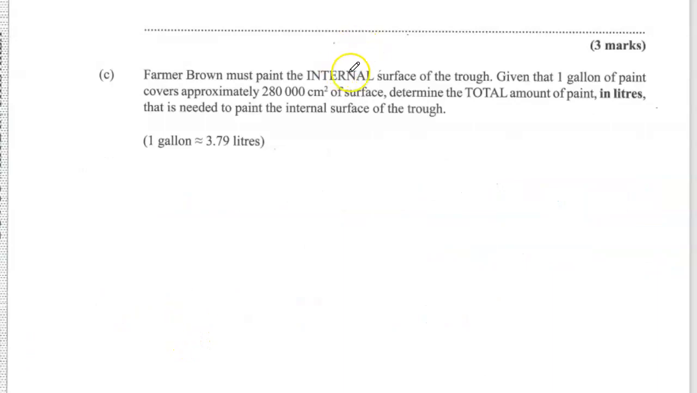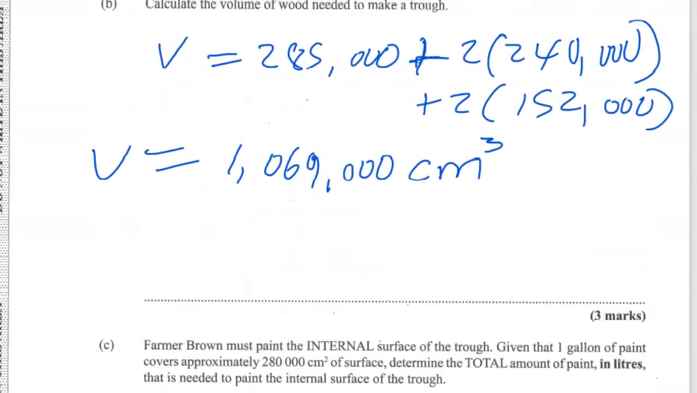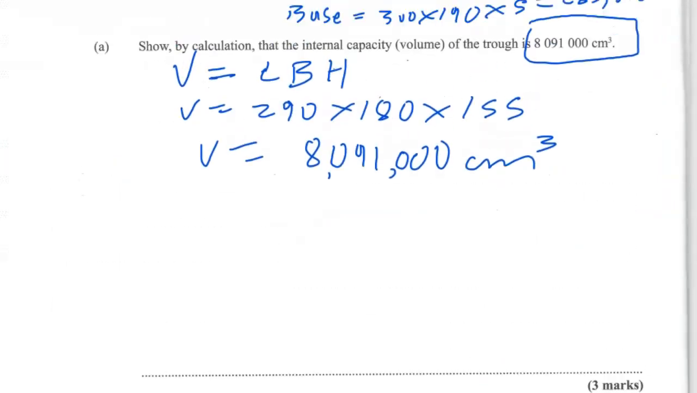Next, Farmer Brown must paint the internal surface of the trough. Given that 1 gallon of paint covers approximately 280,000 cm square of surface, determine the total amount of paint in liters that is needed to paint the internal surface of the trough. So remember that we need to find the internal surface area.